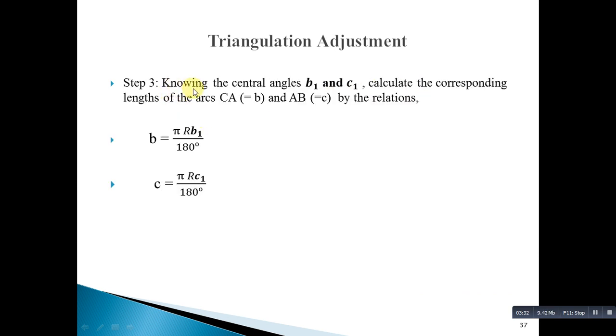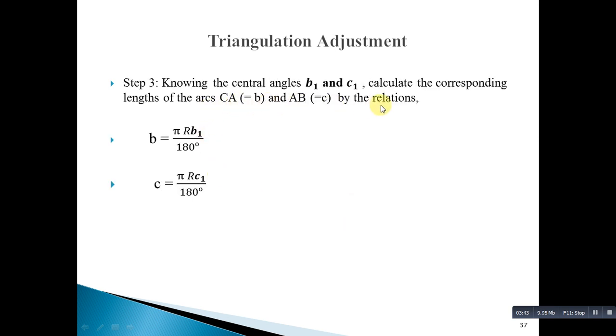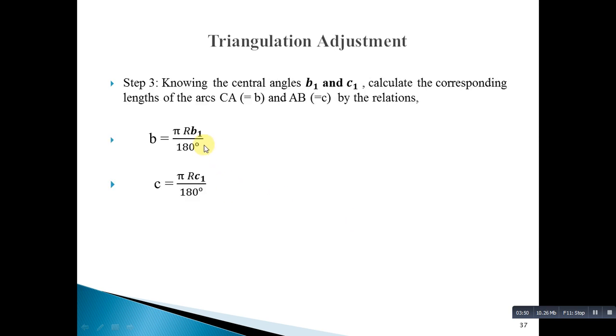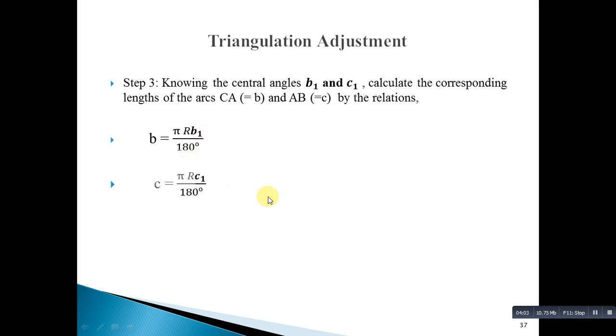Step 3, knowing the central angles B1 and C1, calculate the corresponding lengths of the arcs, that is CA and AB, by the following relation. So b, or AC, is equal to pi times R times B1 divided by 180 degrees. Here, from the previous equation, we know B1 and C1. Similarly c, that is AB, is equal to pi times R times C1 divided by 180 degrees.